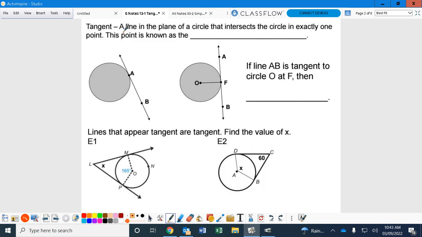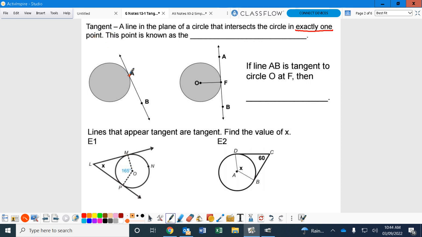So first things first, what is a tangent when it comes to a circle? Guys, a tangent is going to be a line that does not go inside the circle. It is going to intersect the circle at one single point. Only one point, exactly one point. It is also going to have a special relationship with that circle.